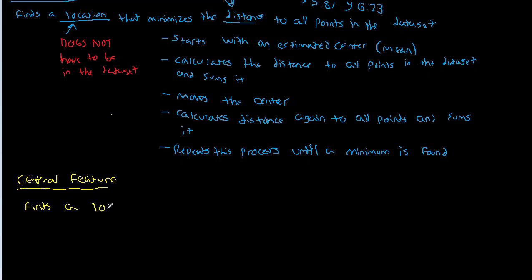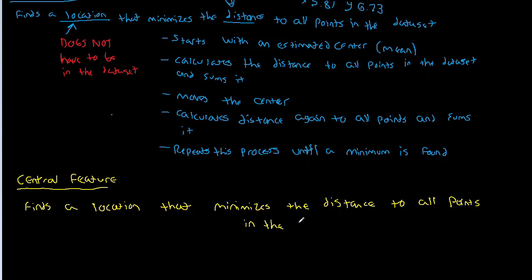Right, it finds a location that minimizes the distance to all points in the data set. But the idea here is that location and minimizing distance, the difference here is that this location is part of the data set.